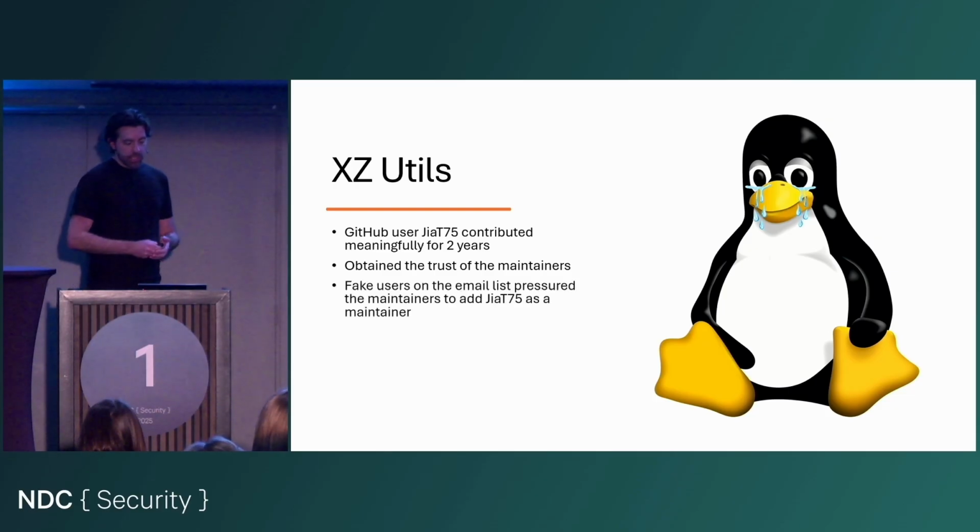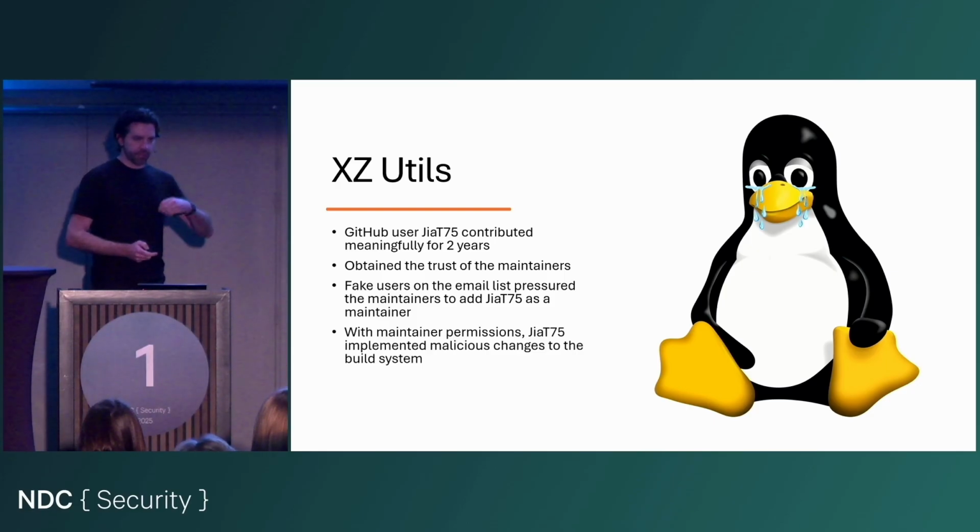real work. And then over time, there were a bunch of new users who popped up on the email list who started pressuring the maintainers saying, hey, you're not contributing enough time anymore, it's time for someone else to take the reins. What about this person who's been doing all this great work in the last few years? Of course, these users were likely just alternative accounts of that same person. So the maintainers eventually granted this person maintainer status, which allowed them to change the build system.